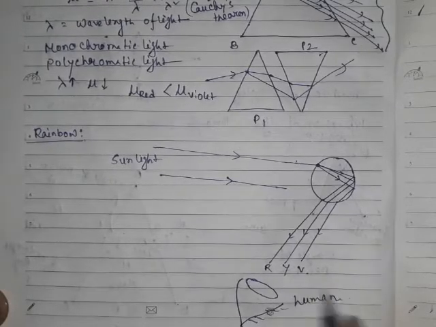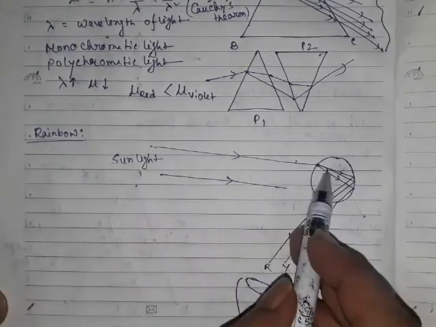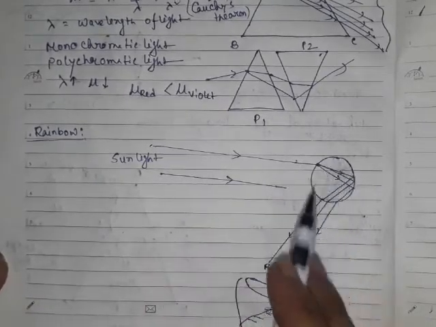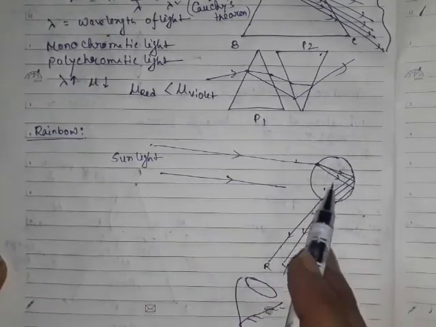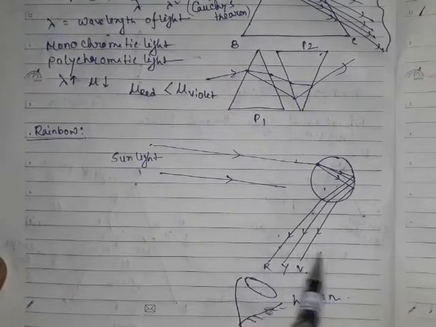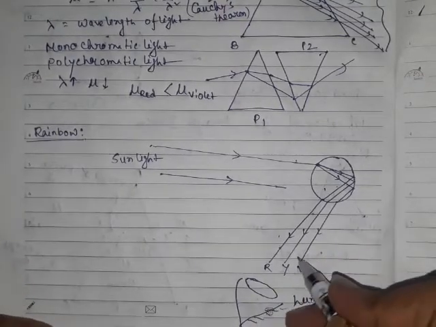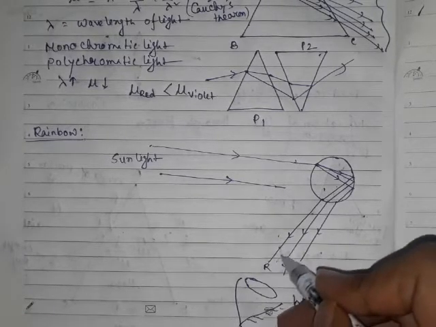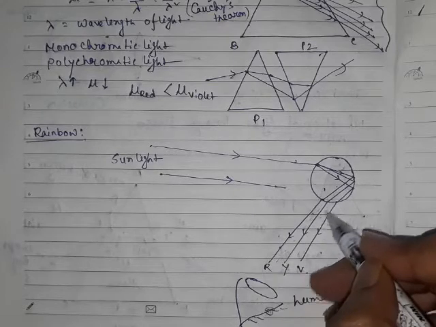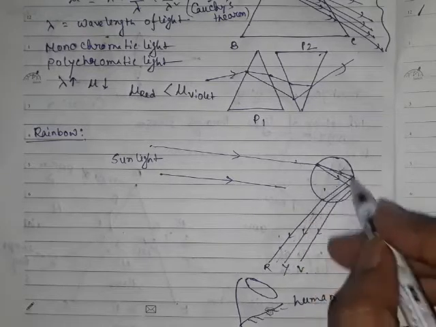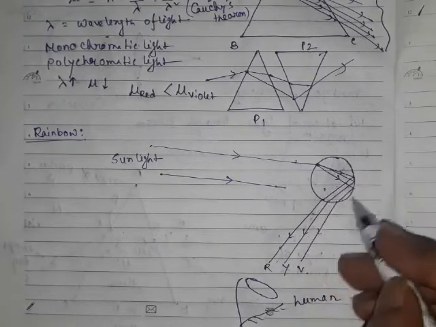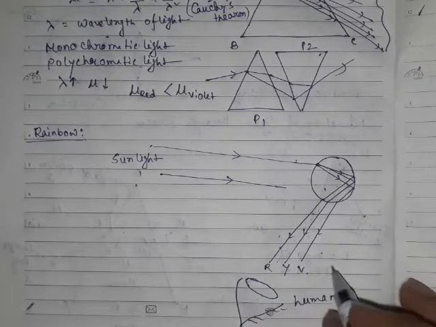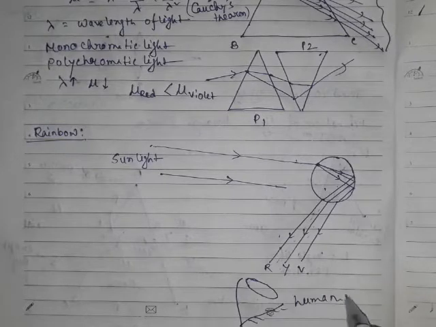So white light is incident on the water droplet, and I have shown here only 3 colors. Actually there are 7 colors, but it would be a very messy figure, so I have left out the rest of the colors. I have just shown violet, yellow and red. Okay, 3 colors I have shown.